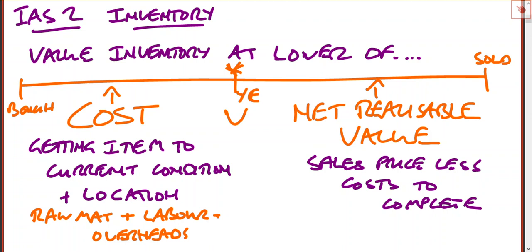Whereas the net realizable value is what you're going to sell it for less anything you're going to spend after the year end, the cost to complete it. So that's the way I think of it. And then it's pretty easy to determine which is the lower.